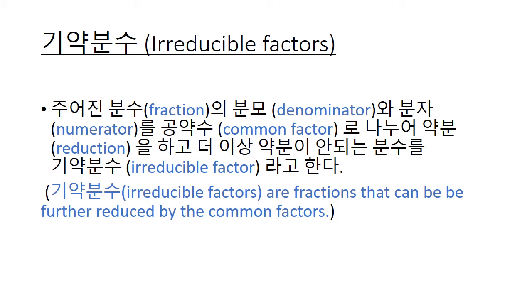And what this is, is a fraction where the common factors of the numerator and denominator have been reduced to the point that there are no more common factors between the numerator and the denominator, so the fraction is in its simplest or irreducible form.